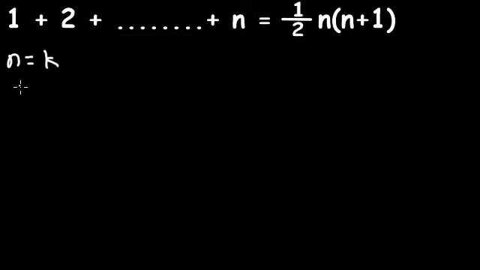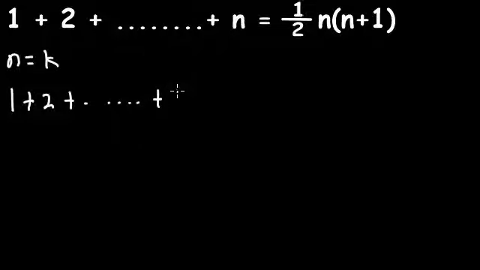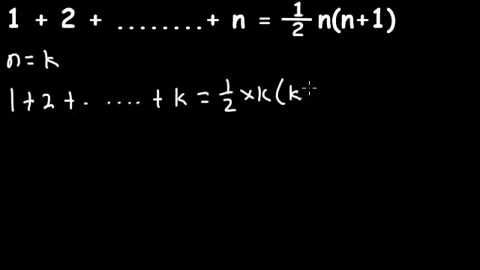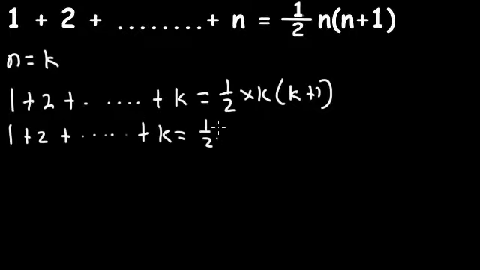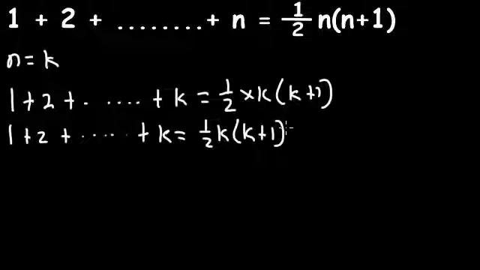So let's try and substitute. At the left hand side, we now have 1 plus 2 plus dot dot dot plus n, which is now k. Instead of n, you write k. So equals to 1/2 multiplied by k multiplied by k plus 1. And therefore we have 1 plus 2 plus dot dot dot plus k to be equals to 1 over 2k times k plus 1. So this is what the equation becomes when n is equal to k.